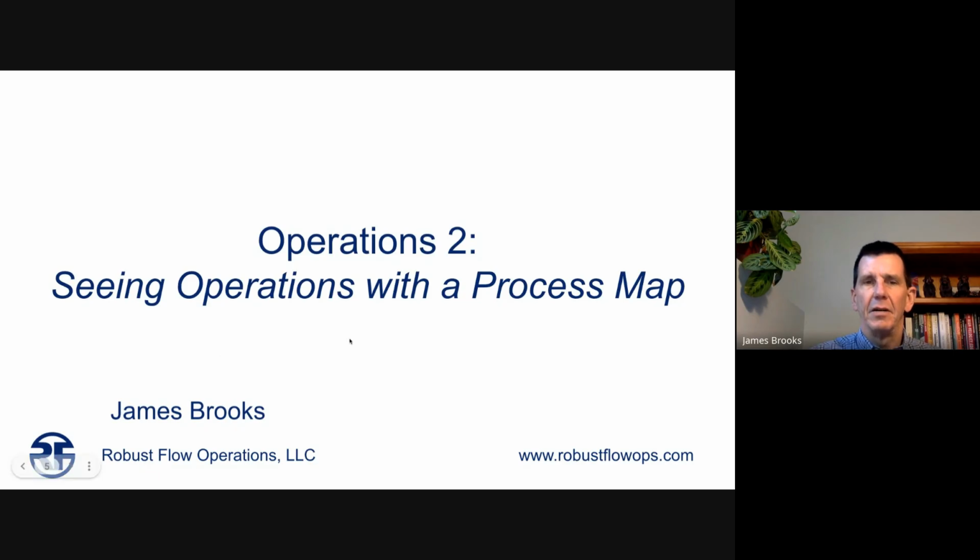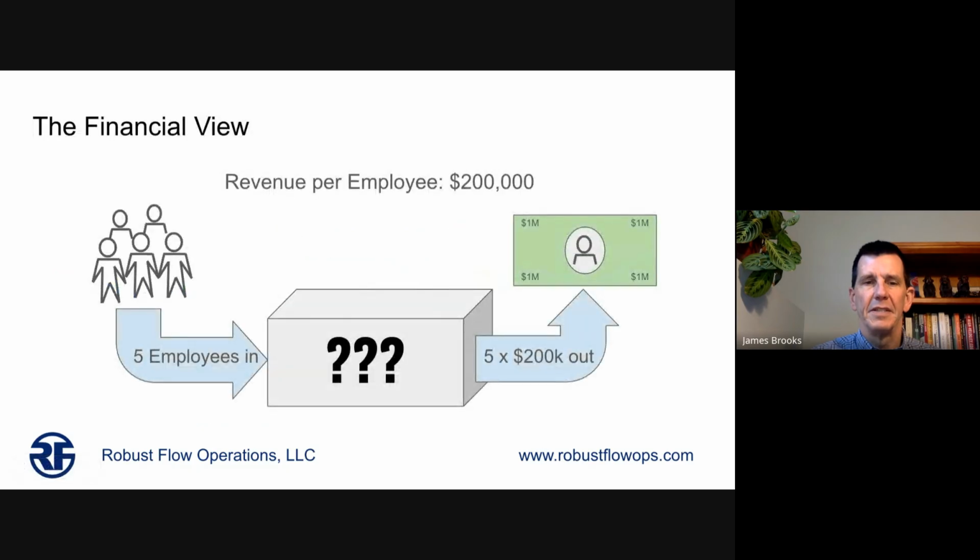In the last video, I described the field of operations as digging deeper into the details of work happening in your company to see exactly how some metric like revenue per employee actually comes about so you can improve a metric like that. In this video, I'm going to introduce a simple tool for starting to understand your operations. It's called a process map.